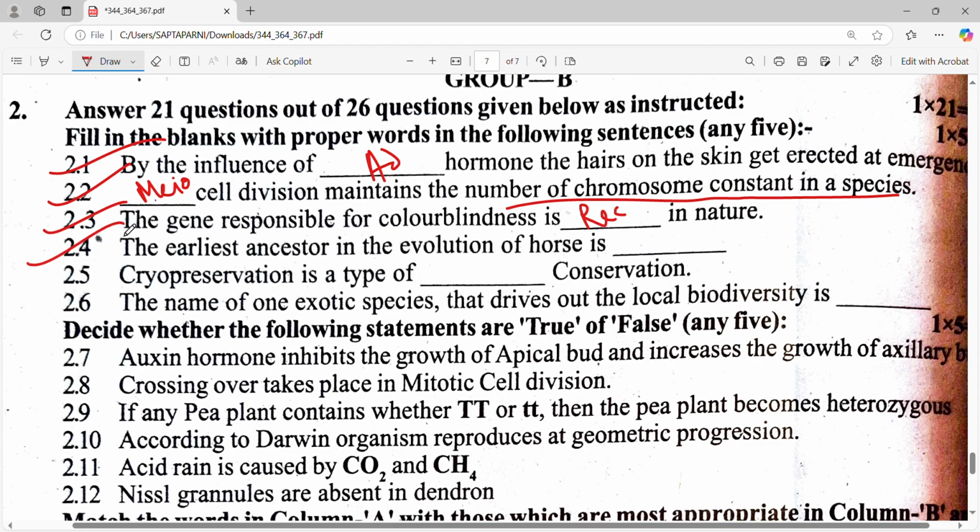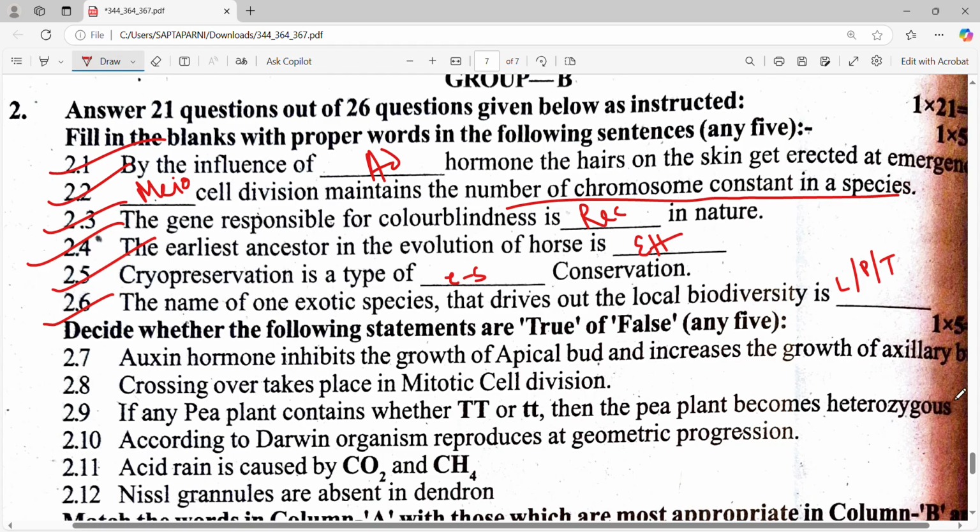Next, the earliest ancestor of the evolution of horse is Eohippus. Okay. Next question, cryopreservation is a type of ex situ conservation. Ex situ conservation. Then the name of one exotic species that drives out the local biodiversity is any kind of invasive species like Lantana camara, Parthenium, Tilapia. Okay, you can write any one of them.